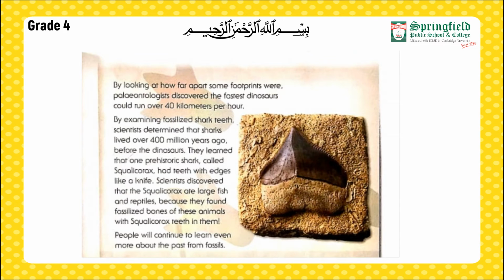Alright, now let's move towards the second paragraph. By examining fossilized shark teeth, scientists determined that sharks lived over 400 million years ago, before the dinosaurs. They learned that one prehistoric shark called Squalocorax had teeth with edges like a knife. Scientists discovered that the Squalocorax ate large fish and reptiles, because they found fossilized bones of these animals with Squalocorax teeth in them. People will continue to learn even more about the past from fossils.